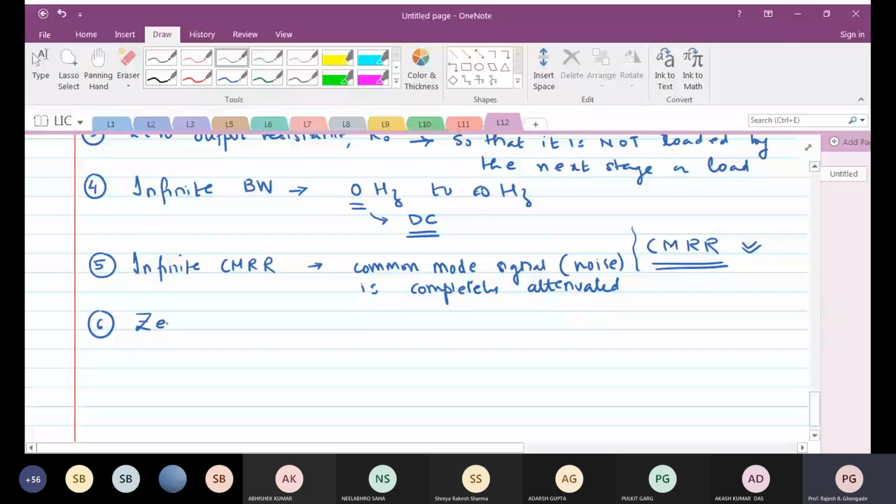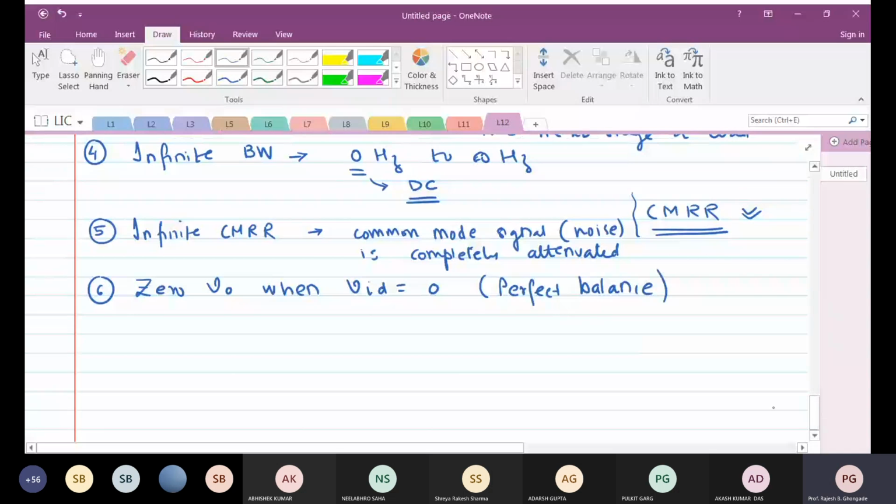So 0 VO when VID is equal to 0. You can call this a perfect balance. All right. Okay. So 0 output when differential voltage is 0. Okay. Next.